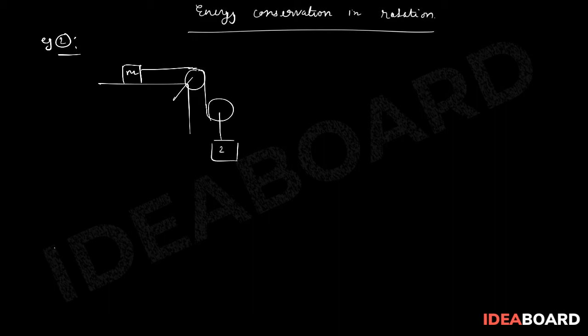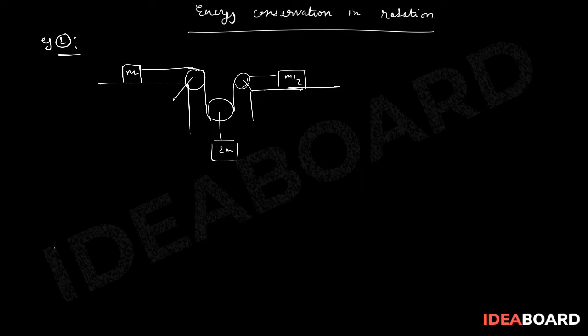Let's take example number 2. So here there is a fixed pulley, there is a block of mass, let's say m, and a string passes over the fixed pulley like this, and there is another pulley and there is a mass of 2m, and then there is another pulley which is fixed with the wedge, and then there is another mass of, let's say, m by 2.